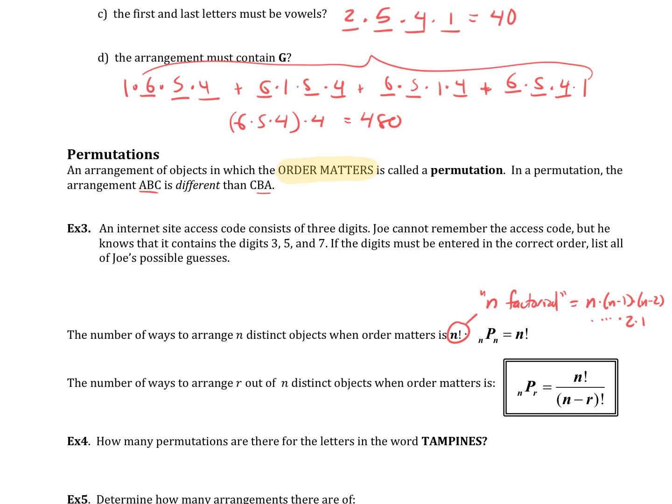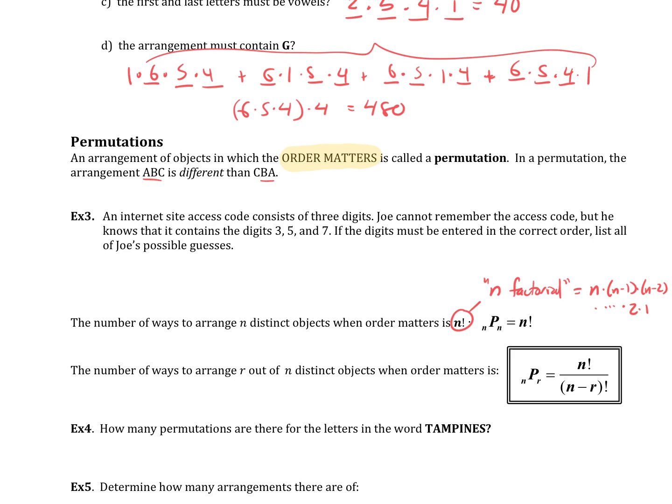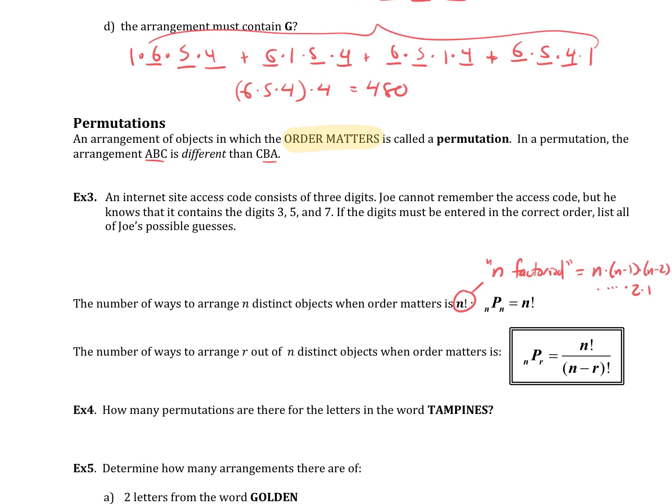Okay. An internet site access code consists of 3 digits. So this is like a password kind of thing. And if you typed your password in the wrong order, it wouldn't work, right? So this is a situation where yes, we do want to count this as a permutation. All right. So in this one, the numbers are 3, 5, and 7. If the digits must be entered in the correct order, how many ways could it possibly go?